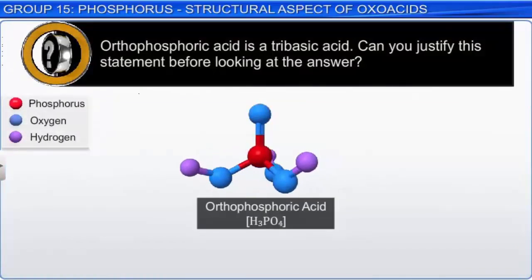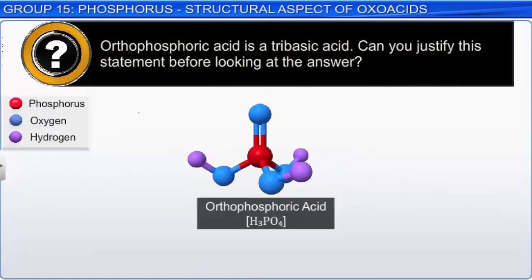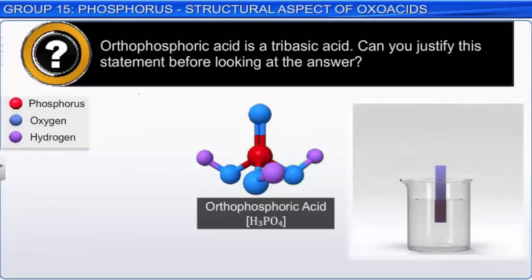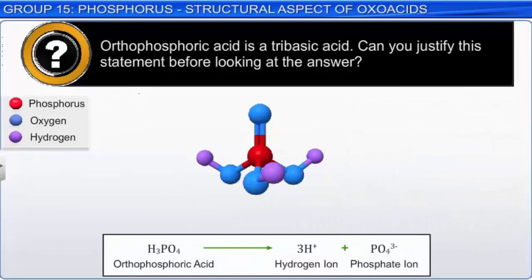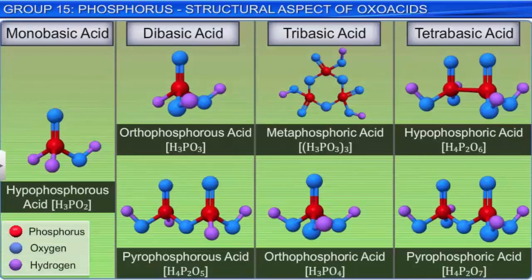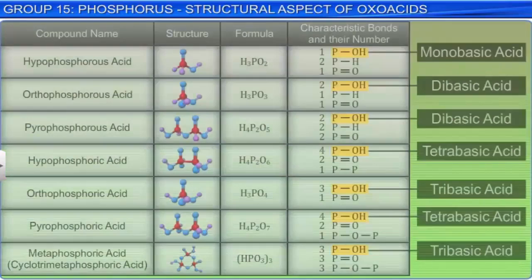Orthophosphoric acid is a tribasic acid. Can you justify this statement before looking at the answer? You know that only the hydrogen atoms that are attached to oxygen in P-OH bonds are ionizable and impart acidic nature to the compound. From the structure of orthophosphoric acid, it is evident that it has 3 ionizable hydrogen atoms. Hence, it is a tribasic acid. Note the basicity of the remaining oxoacids based on the number of ionizable hydrogens that are listed in the table here.